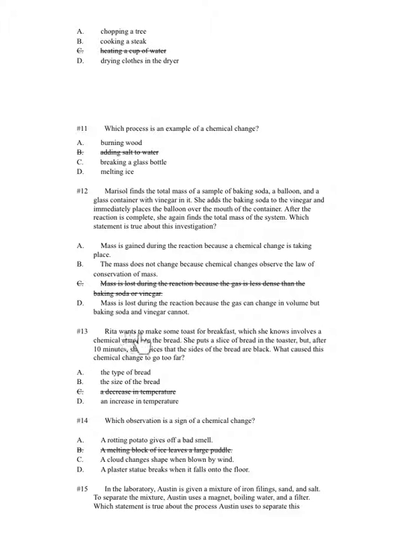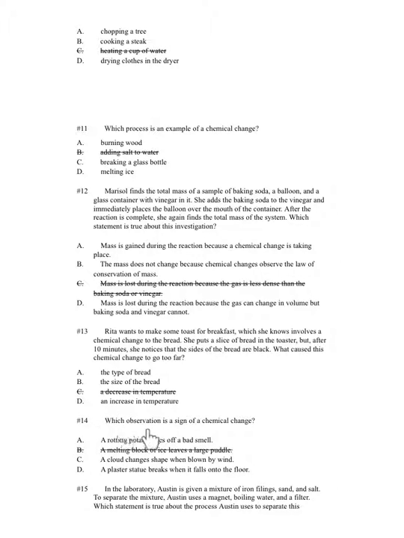Number 13. Rita wants to make some toast for breakfast, which she knows involves a chemical change in bread. She puts a slice of bread in the toaster, but after 10 minutes she notices that the sides of the bread are black. What caused this chemical change to go too far? A. The type of bread. B. The size of bread. C. A decrease in temperature. D. An increase in temperature.